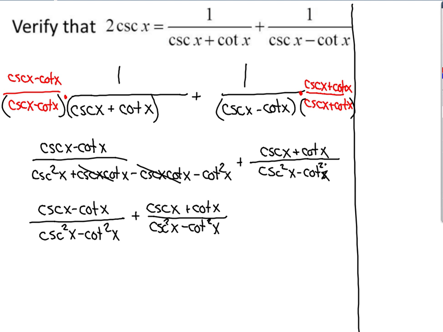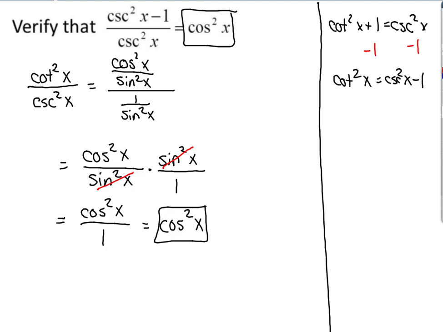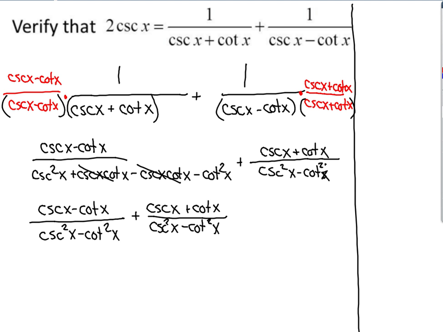Now I have cosecant squared minus cotangent squared. Again, this is making me think about one of my Pythagorean identities. If we look back at our previous example, we know that cotangent squared of x plus 1 is equal to cosecant squared. So if I take that cotangent to the other side, we know that cosecant squared minus cotangent squared is actually equal to 1. So we can change those denominators to 1.